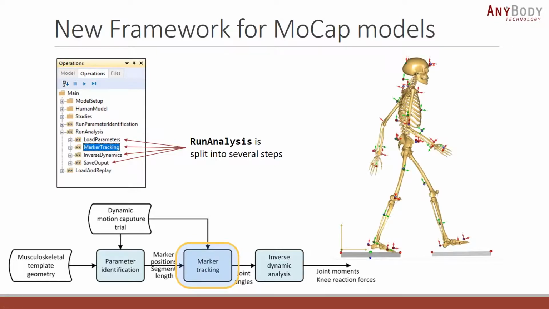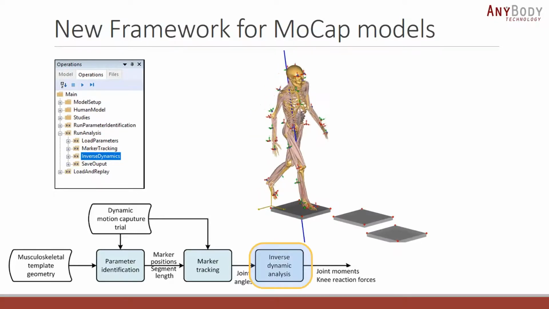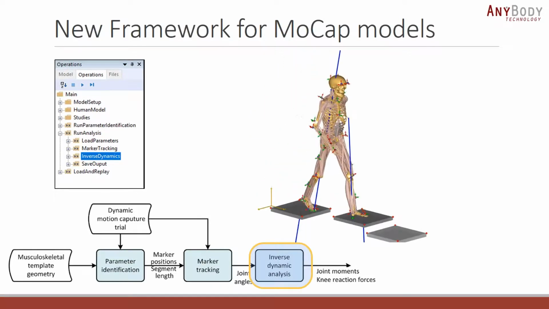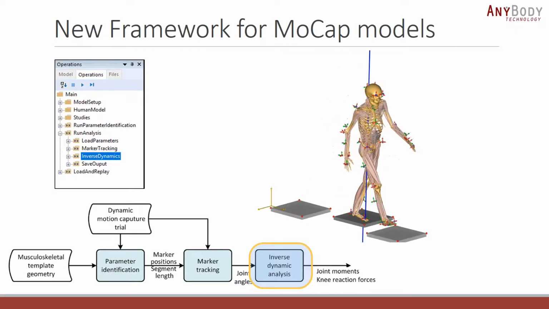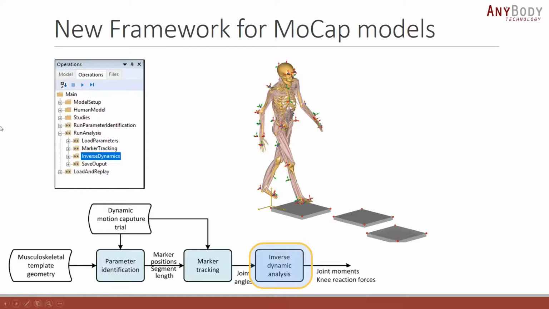Marker tracking will run the model without muscles and track the markers to produce joint angles. And then when you have that set of joint angles, you can run the inverse dynamic analysis, which will calculate muscle forces and so on. But for all practical purposes, you can just choose the run analysis operation and it will run the whole thing through. And if you've already run the parameter identification, you don't have to run that again either.